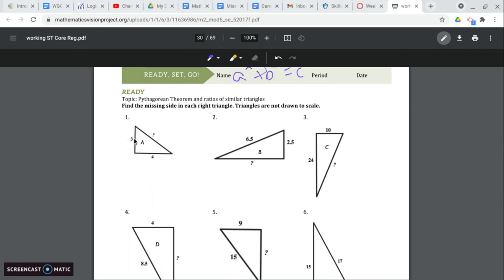So 3 and 4 are representing the legs of this triangle. So that means we have 3 squared plus 4 squared equals, we'll just make it x squared. So 3 squared is 9, 4 squared is 16 equals x squared. 9 plus 16 is 25. To find what x is, we take the square root. So square root of 25 is 5. So our missing side has a length of 5.